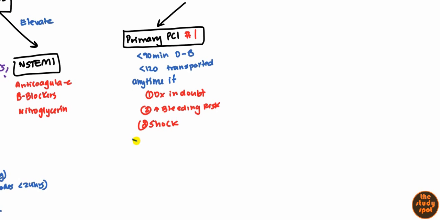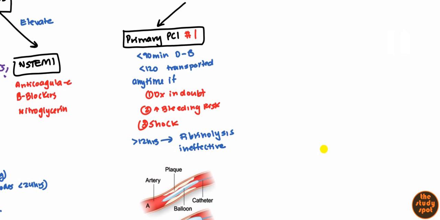So for these 3 types of patients, it doesn't matter how long it's going to take, get the patient here so they can do PCI. Also, if the patient has been having these symptoms for greater than 12 hours, in these patients fibrinolysis is ineffective because the actual clot has become so hardened that it's not going to work. So patients greater than 12 hours, you want them to come in.